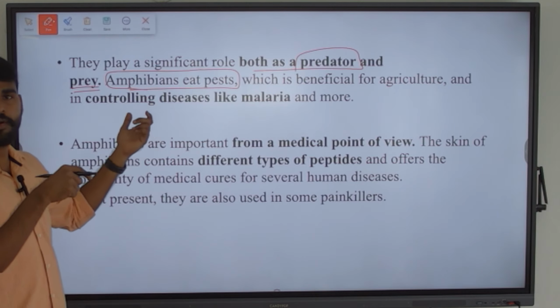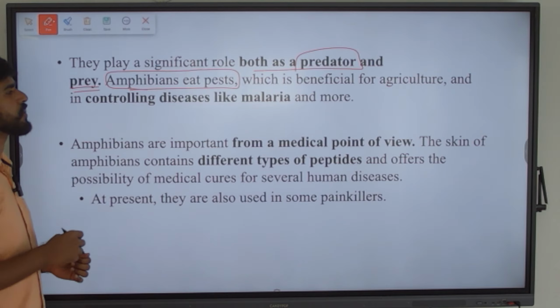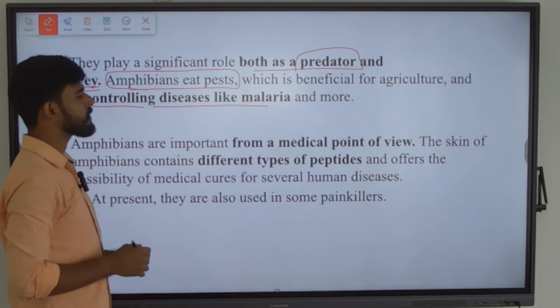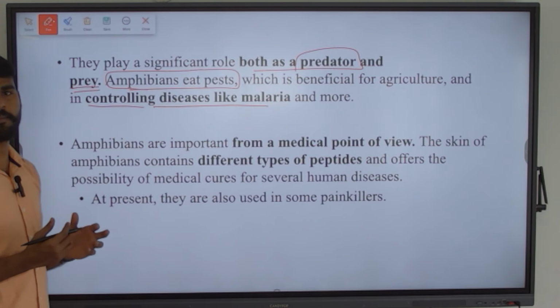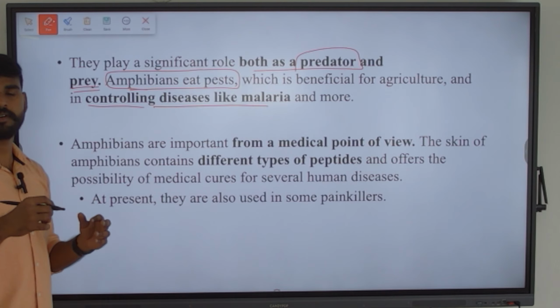How is this going to be beneficial to human beings? Because it is beneficial for agriculture. And they will control diseases like malaria, and even other diseases which are spread through insects.